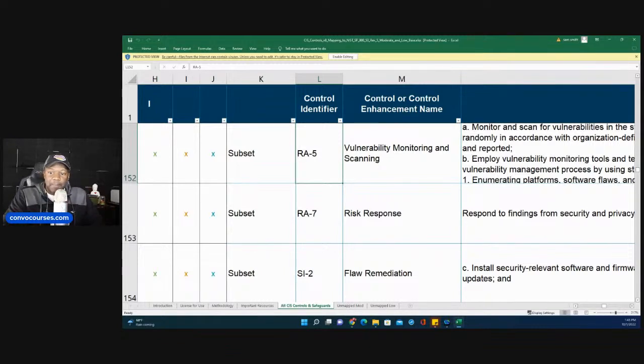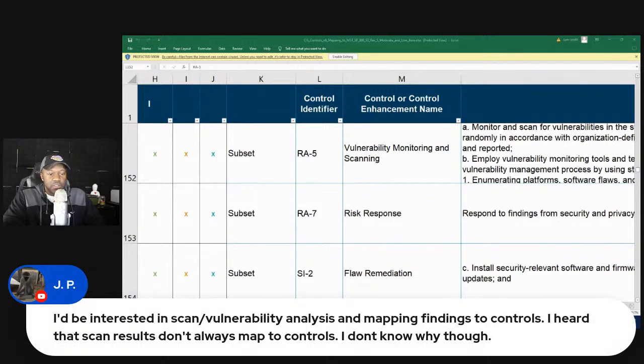So, okay, let me read some comments here. I'm going to keep this one short and sweet. I'm not going to go super heavy today. JP says, I'd be interested in scan vulnerability analysis and mapping, finding the controls. I heard that the scan results don't always map to controls. I don't know why though.